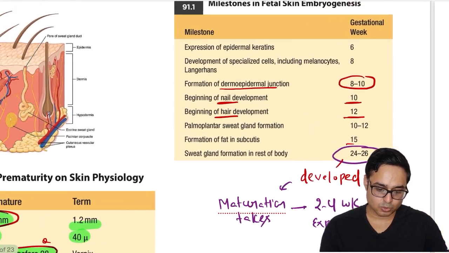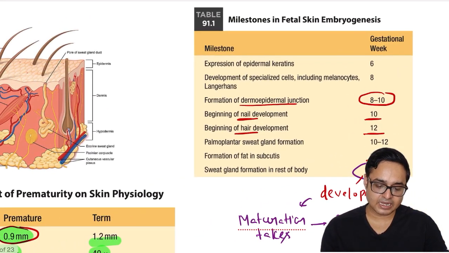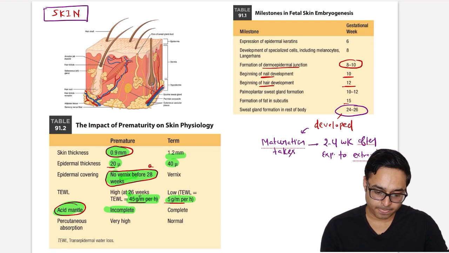Okay, so these are some fetal skin embryogenesis milestones which are important. Just remember, expression of epidermal keratins is at 6 weeks. The important one is formation of the dermoepidermal junction at 8 to 10 weeks. Beginning of nail development is at 10 weeks.